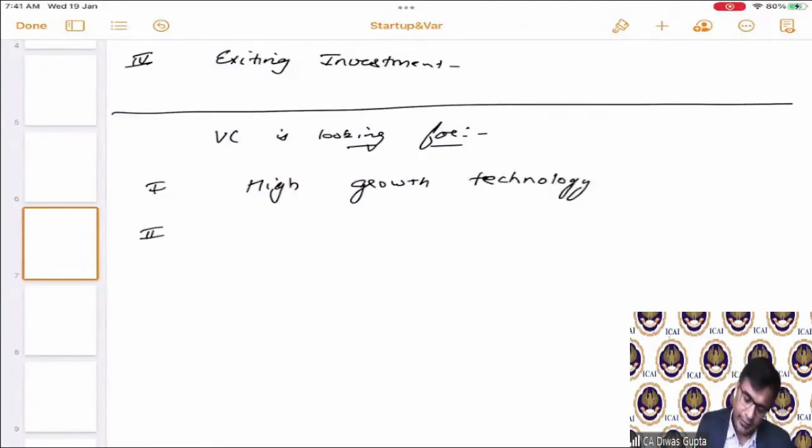Second, media. So there is proper brand building happening, and proper information is going through the proper channels of media.